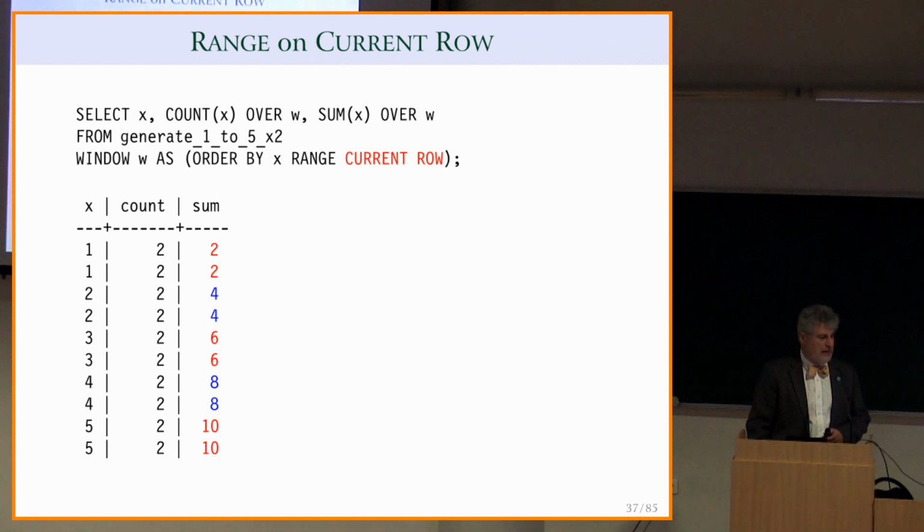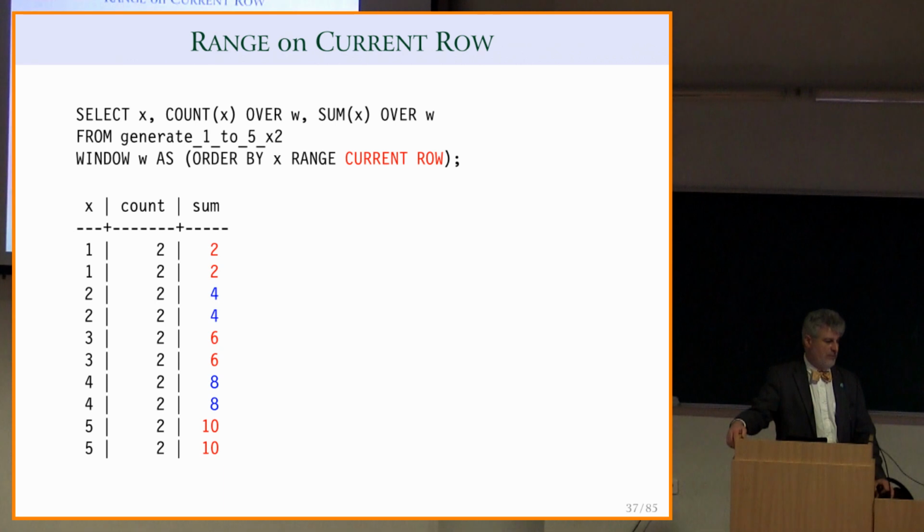Here's the same query, a little different. We're back to range mode, and we're doing current row to current row, right? So every row sees 2 rows because they see their peers. Remember, current row in range mode with an order by is all of the peers. So it's from the beginning of your peers to the end of your peers, right? These both see 2, these both see 2, these both see 2, all the way down.